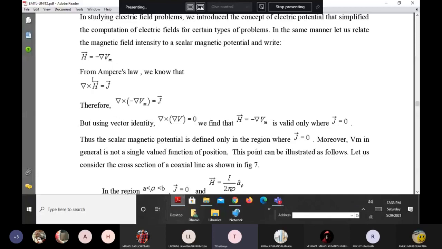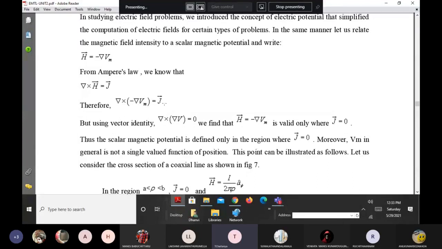So this is the fundamental equation which I have got from Ampere's law. But I have made one more equation, H equal to minus del V suffix m. This value I can substitute here. Then the above equation will turn into del cross minus del V suffix m equal to J.